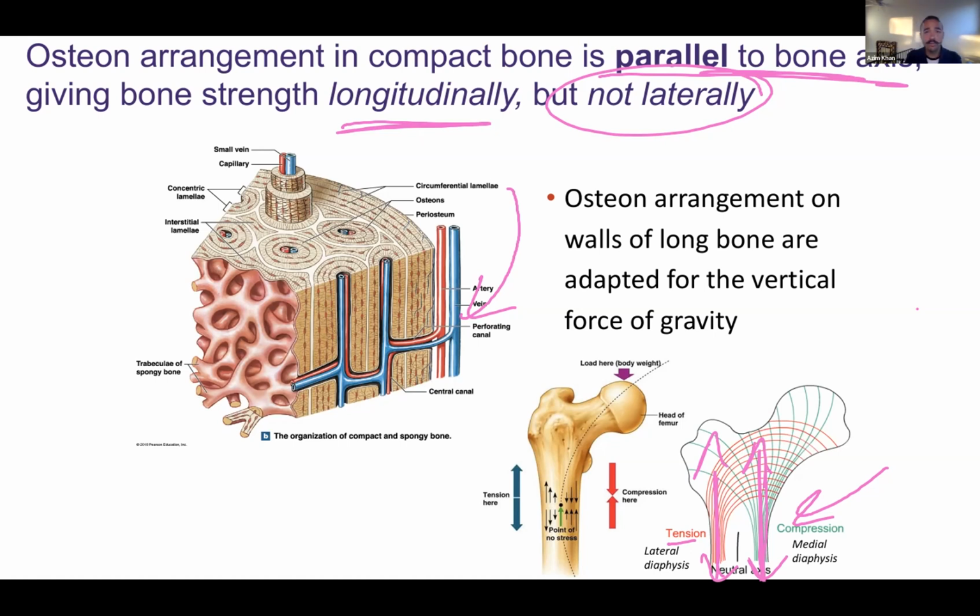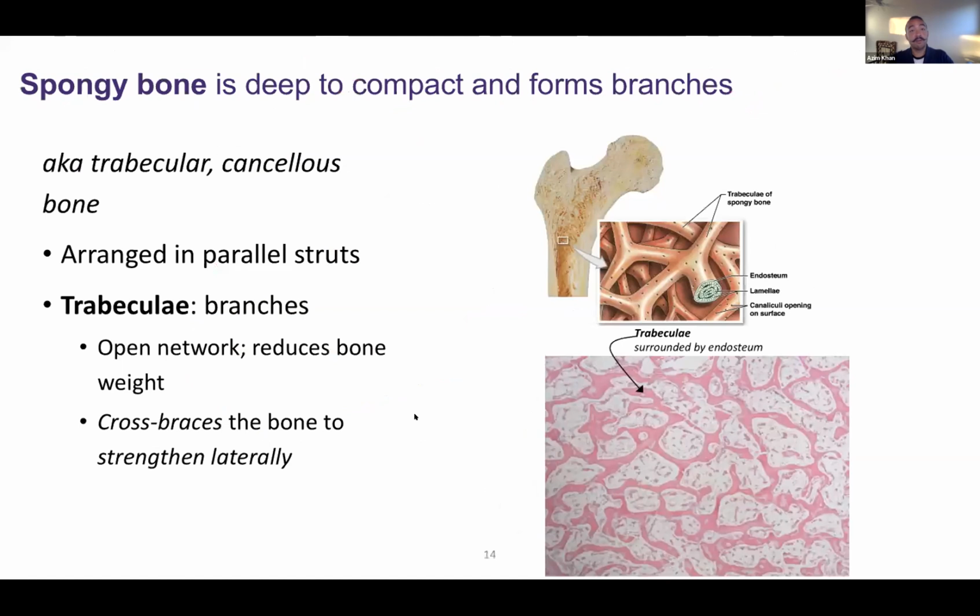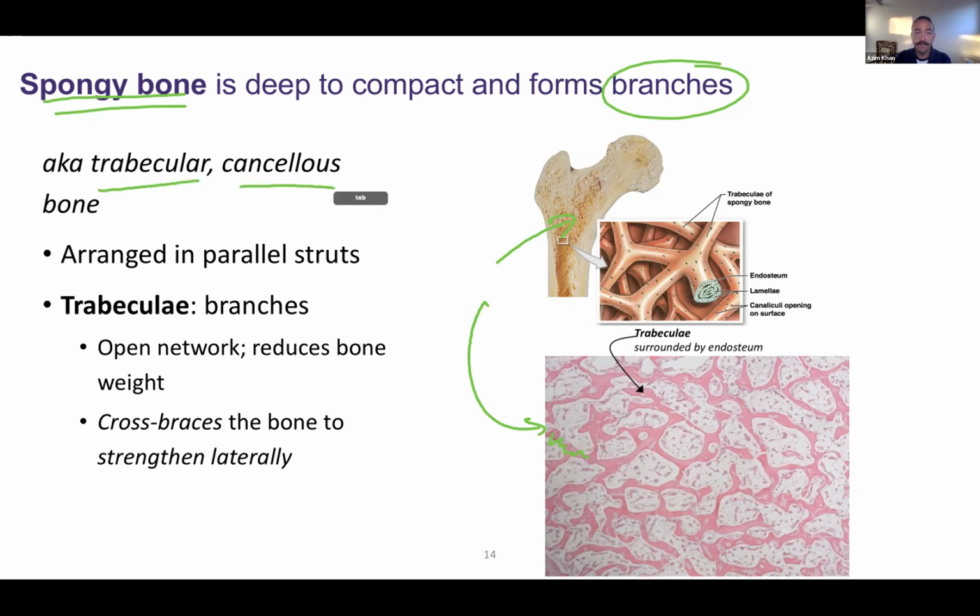So what can we do to cross brace our bone? For cross bracing, we need a different type of bone, arranged completely differently. That's why we have spongy bone. Spongy bone has branches, and these branches allow for cross bracing, allow for lateral support. You might see it called trabecular bone. You might see it called cancellous bone. I'm going to call it spongy bone.